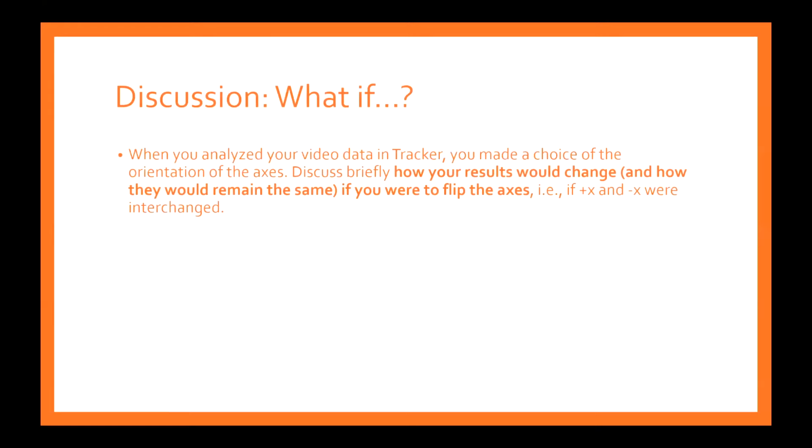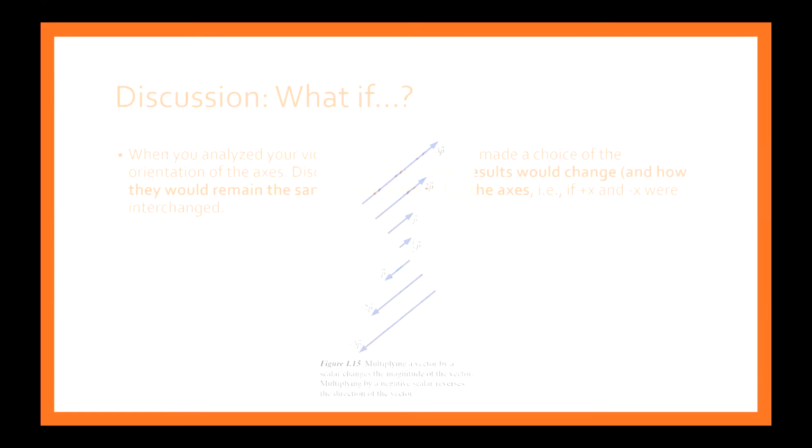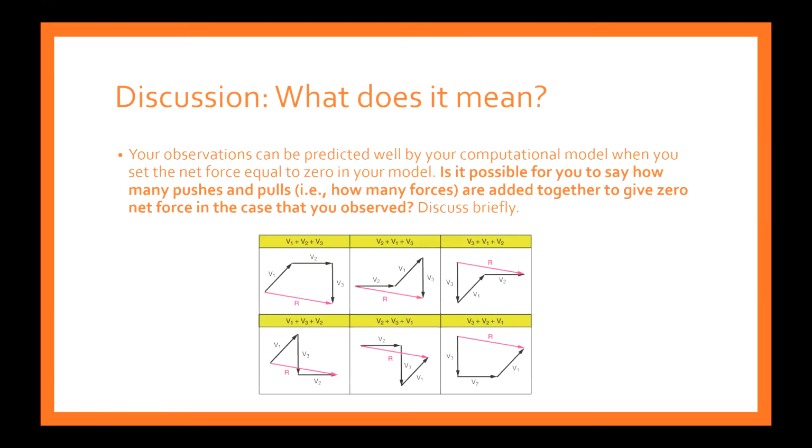What if? How will your results change if you flip the axis? Because we are dealing with vectors, and a vector has magnitude and direction. That's what a vector quantity is. If we flip it, the positive will be negative and the negative will be positive. So we will just get all the same values with negative signs.